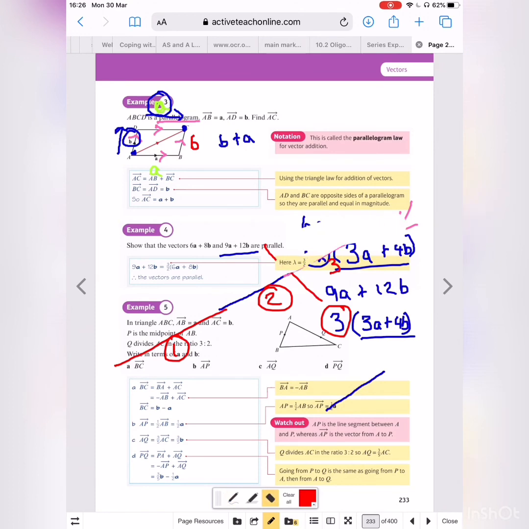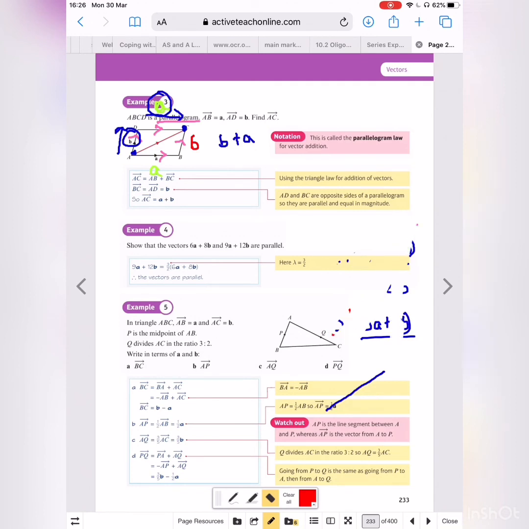So to show they're parallel, you just need to have a bracket that is the same, because that means that it's the same direction. It may not be the same magnitude, and that's fine. But if we can show it's parallel, that's what it's asking for.